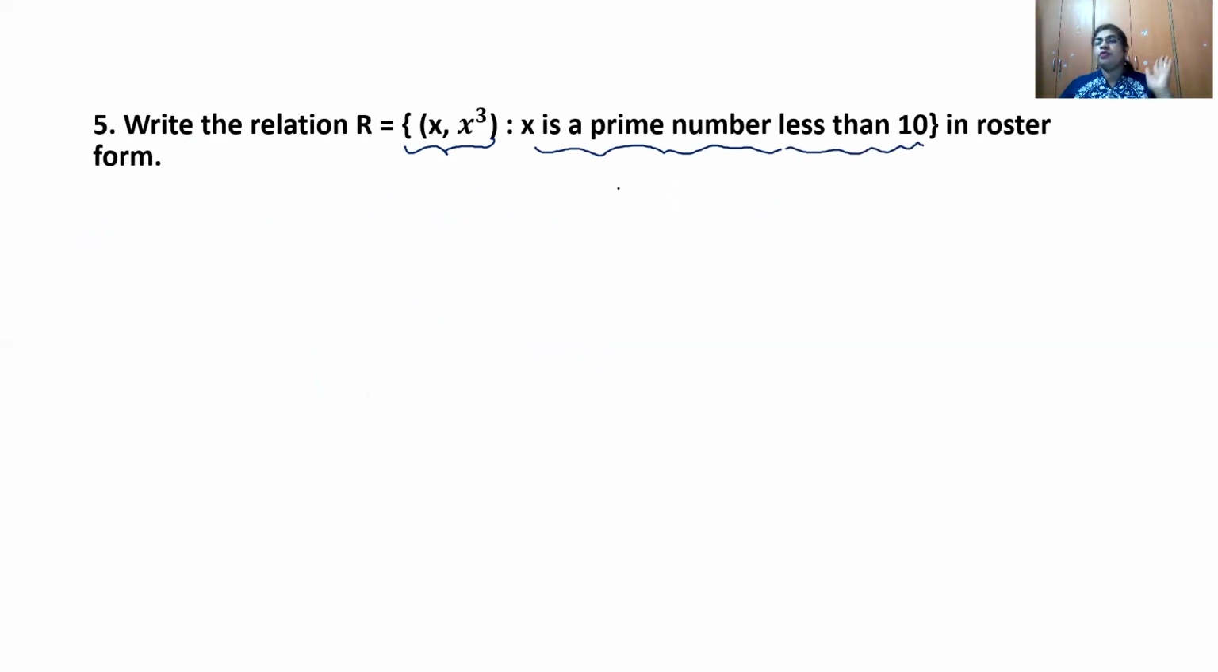Before you write the answer, first find out the prime numbers less than 10. 1 is neither prime nor composite. So 2 is the first prime number, then 3, then 5, then 7. That's all. So my x value can be 2, 3, 5, and 7. This idea I should get from the question itself. So let us proceed with the answer. I have to write R is equal to (x, x cube). First write the x values: 2, 3, 5, and 7.